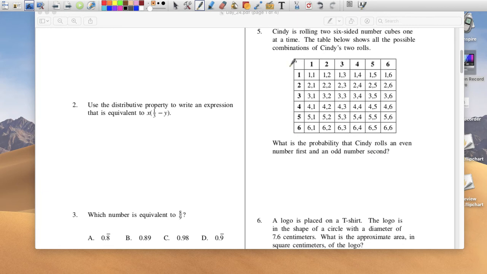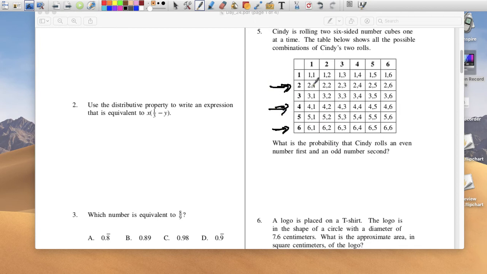So let's look at all the even numbers first. Let's look at this row. These have all 2, 2, 2, 2, 2. So on her first die, they all came out as even. This one also came out as even, and this one came out as even, right? So you were looking for an even number first and an odd number second. Let's focus on these three rows.